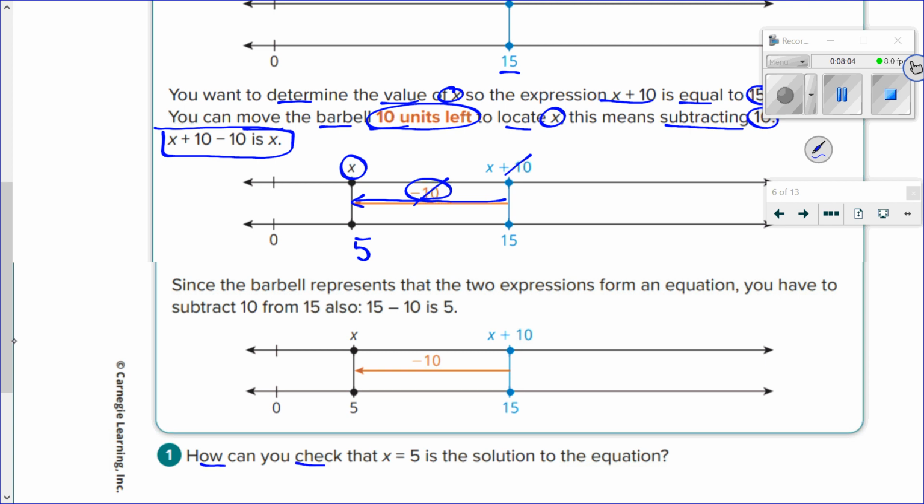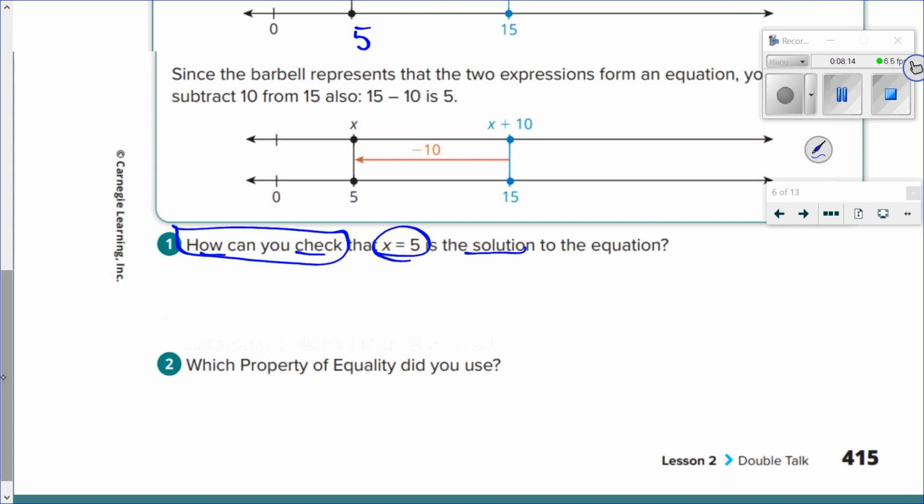So how can I check that x equals 5 is the solution to the equation? How can I check it? You replace x with 5 and then you add to see if it's correct. I take my equation, x plus 10 equals 15. I replace x with 5. 5 plus 10 equals 15. Does 15 equal 15?